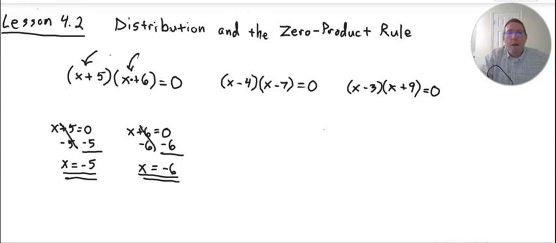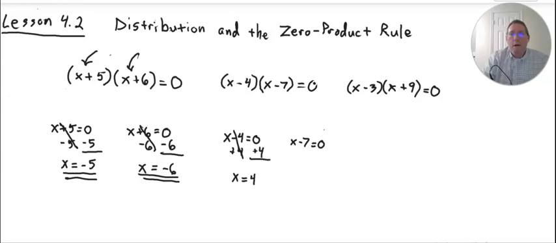Okay, let's do the same thing here. We've got x minus 4 times x minus 7 is equal to 0. Okay, and so we're going to set up two equations. We've got our x minus 4 equals 0, and we've got our x minus 7 equals 0. On the first one, we're going to add 4 to both sides, cancel the negative 4, bring down the x, bring down the equals. 0 plus 4 is 4, and so one of our solutions is x equals 4.